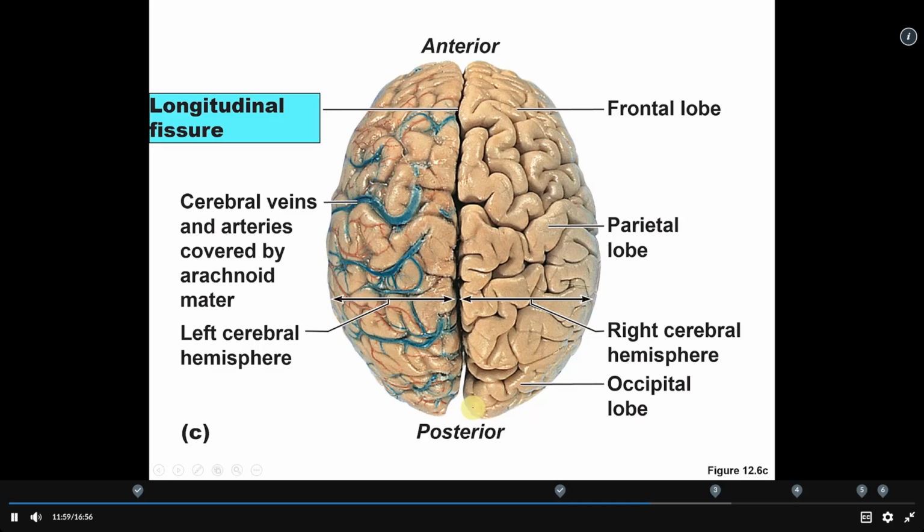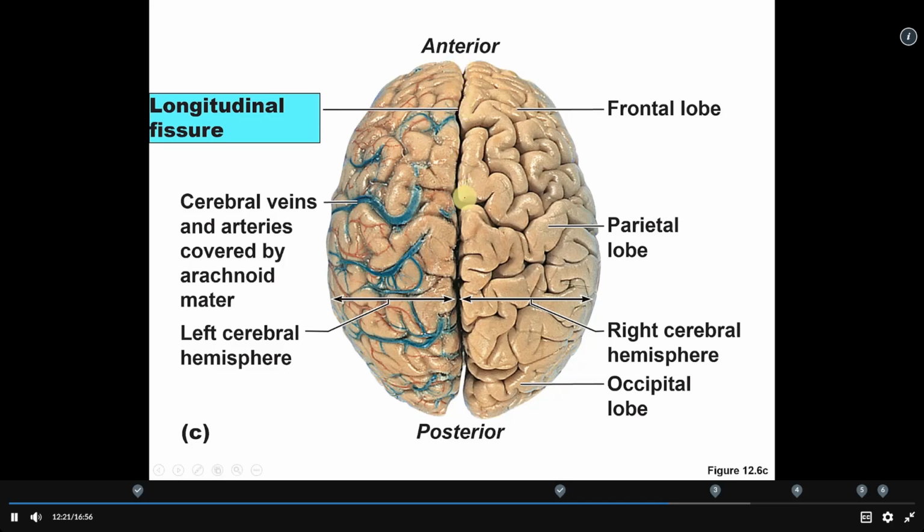So this is a human brain. We are looking superiorly above, and on this side of the brain here, on the right side, they've removed a lot of the blood vessels. And so you can see the sulci, you can see the gyri, and the sulci in between. On this side of the brain, you can see that the blood vessels run within these sulci.